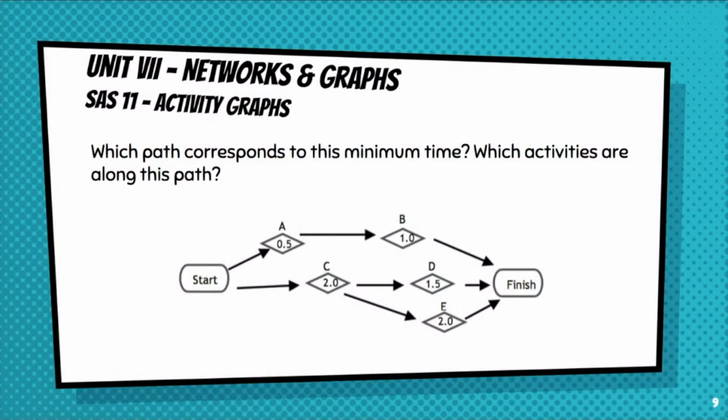All right, which path corresponds to the minimum time? That is CE. CE is what activities are along this path. C is grocery shopping and picking up supplies, and E is setting up the party. Those both take 2 hours. 2 hours plus 2 hours is 4 hours. That's longer than 3.5 hours for CD. That's longer than 1.5 hours for AB.